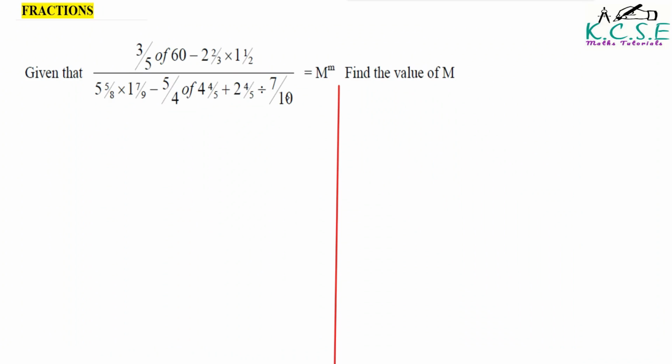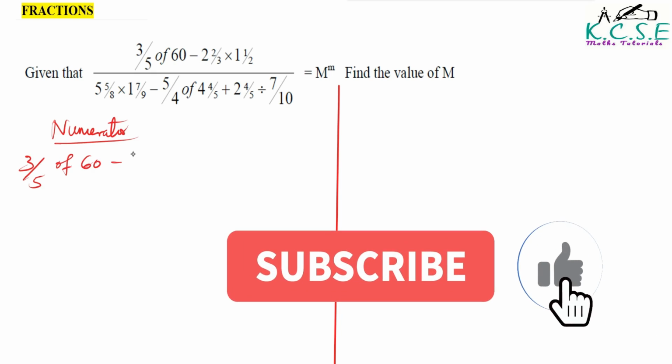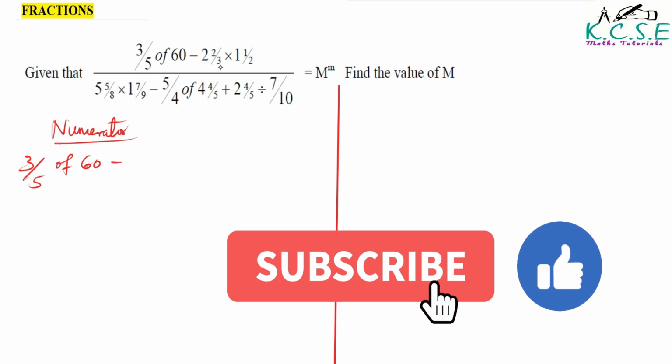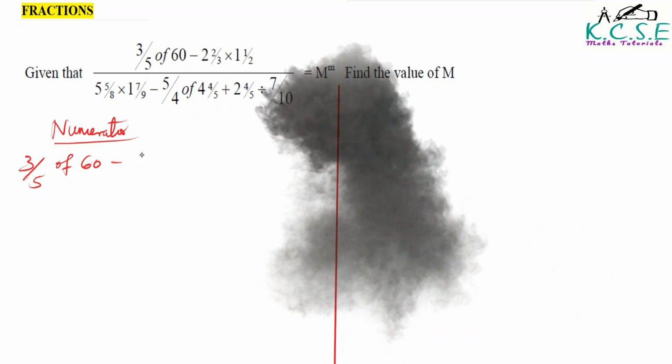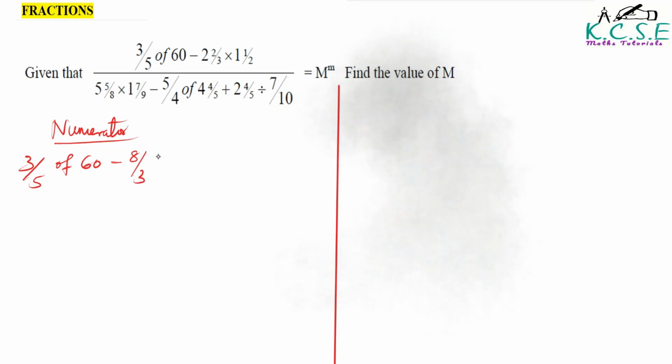Given that the whole of this fraction is equal to capital M raised to the power small m, find the value of m. So let's begin with working out the numerator. And the numerator is 3 over 5 of 60, subtract, convert these 2 and 2 thirds into an improper fraction. This gives 8 over 3, multiplied by this 1 and a half, 3 over 2.